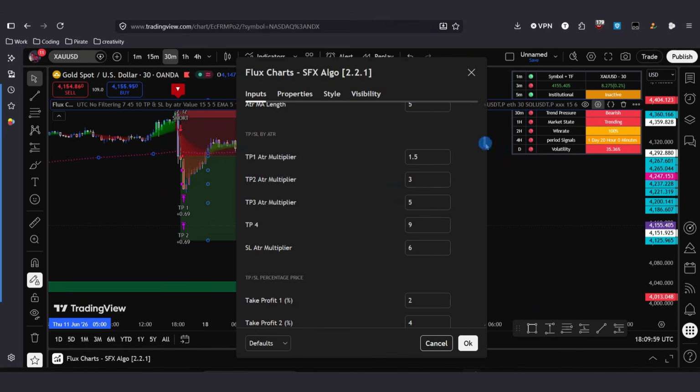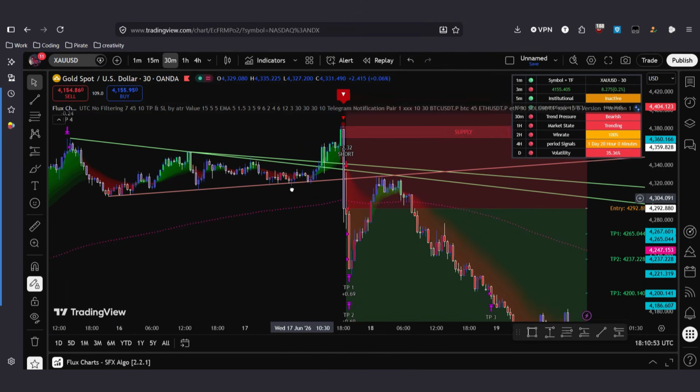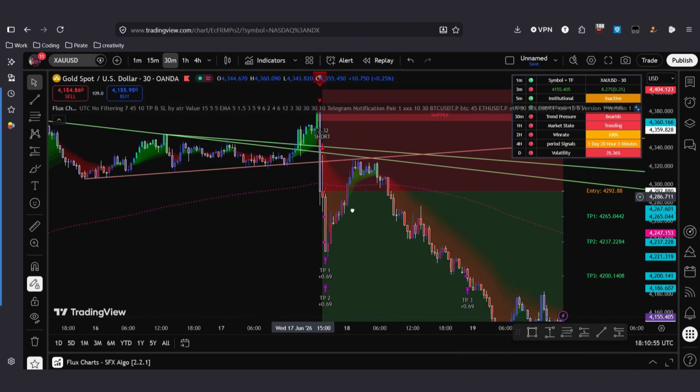There's also trendline logic and broken trendline detection. It draws trend lines based on pivots, extends them, and marks when price breaks them.